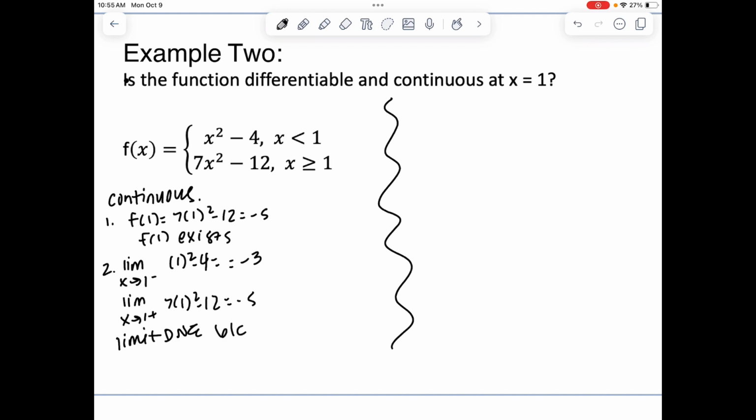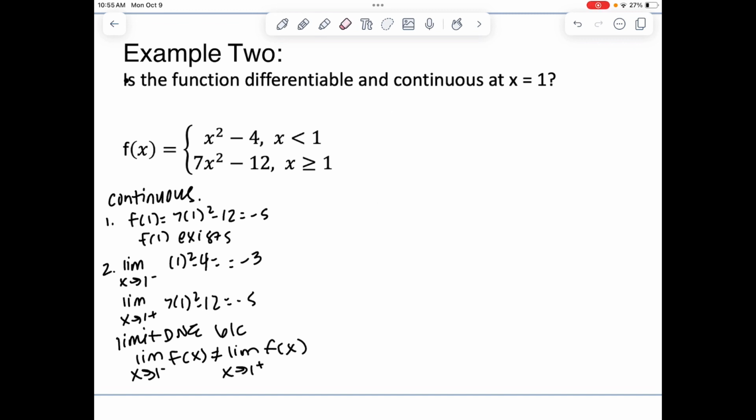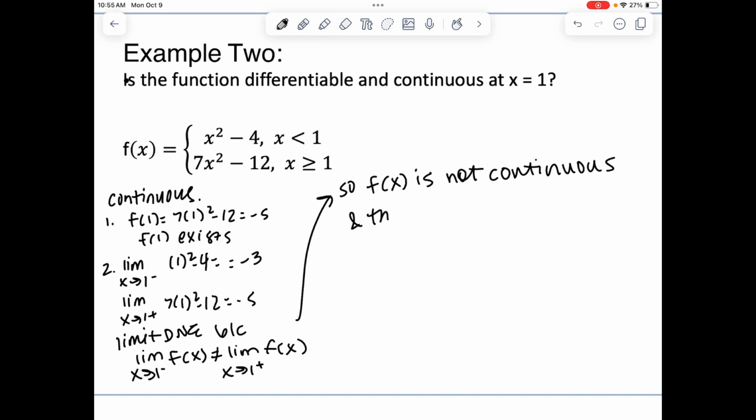because the limit as x approaches 1 from the left does not equal the limit as x approaches 1 from the right. So what that means, because the limit doesn't exist, is that f of x is not continuous, and therefore is not differentiable. So if a function's not continuous, it's not differentiable either.